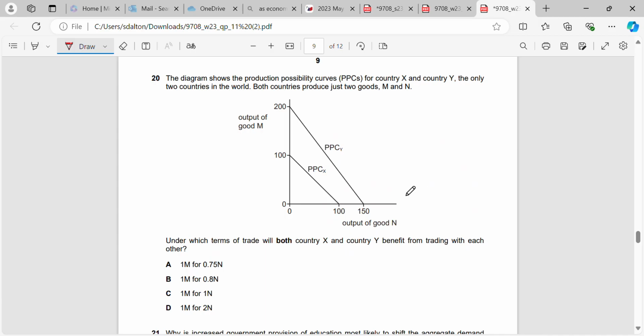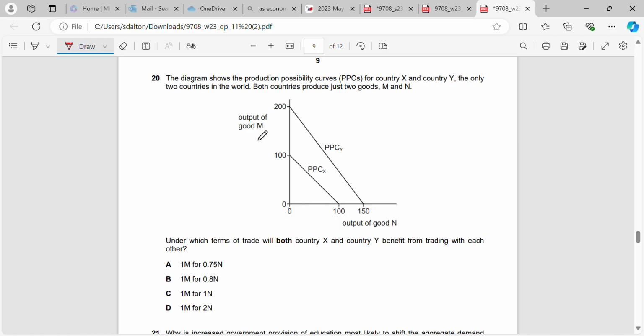Okay, question 20. So the PPC shows country X and country Y, two countries in the world. Both countries produce two goods, M and N. Under which terms of trade will both country X and country Y benefit from trading with each other? So what we need to do is calculate the opportunity cost for each country.